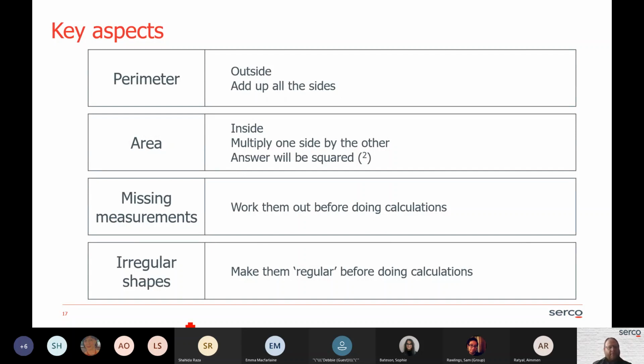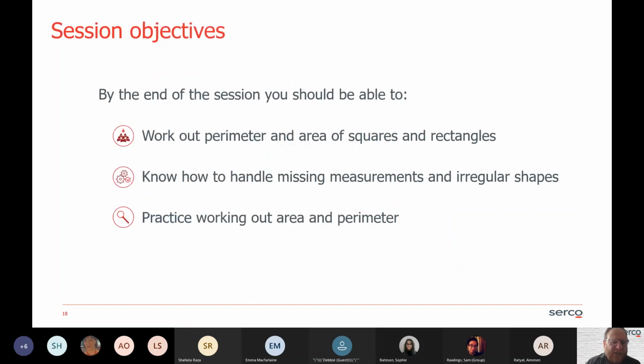So what I wanted to go through in this session was perimeter and area, looking at regular shapes, which we call squares and rectangles, 4-sided shapes generally with straight lines. Know how to handle missing measurements and irregular shapes, which hopefully we've covered, and you've had a bit of a chance of working out area.